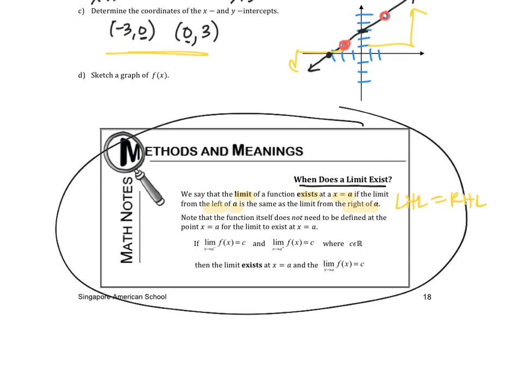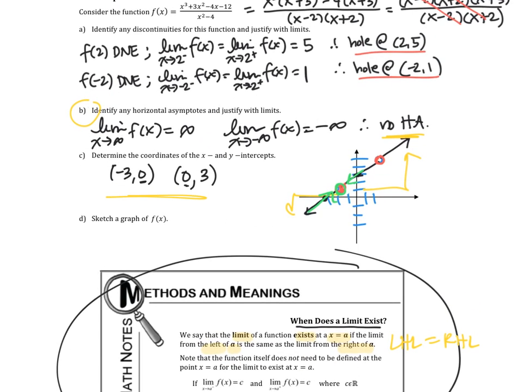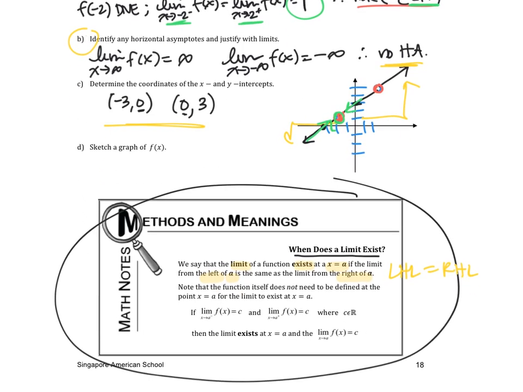So when you're approaching a specific value, let's look at this one up here. We're approaching negative 2 from the left, and we're approaching negative 2 from the right. When we approach it from the left and from the right, we got the same value of 1. Therefore, there is a limit there. That limit does exist, and that value of the limit was 1.